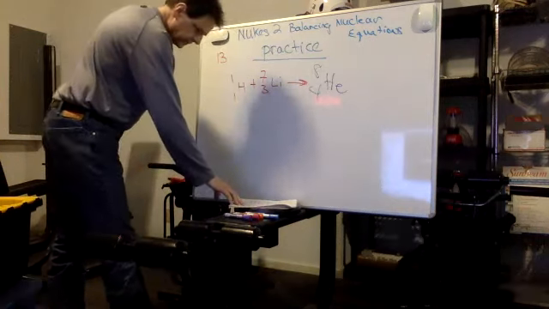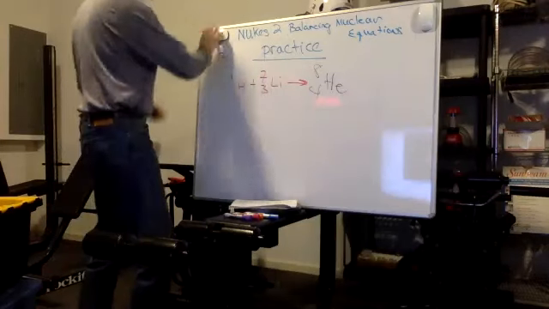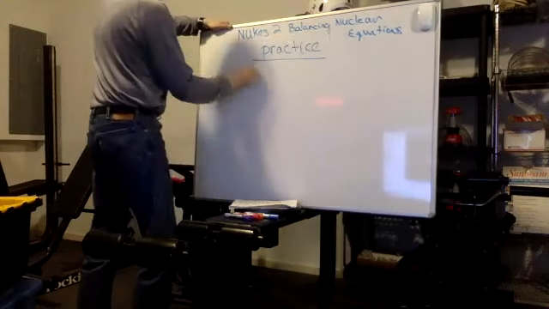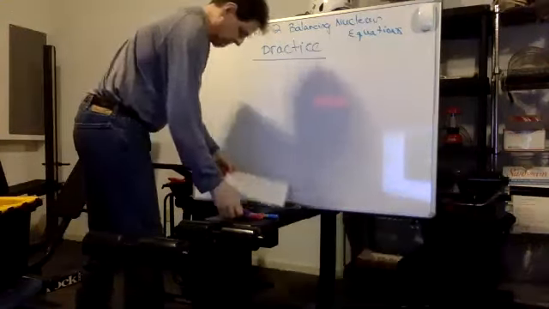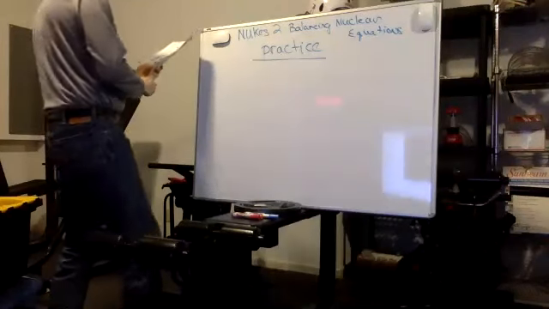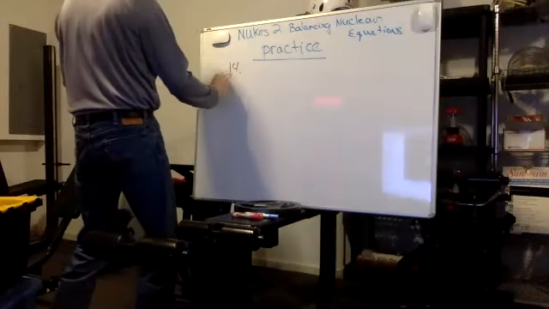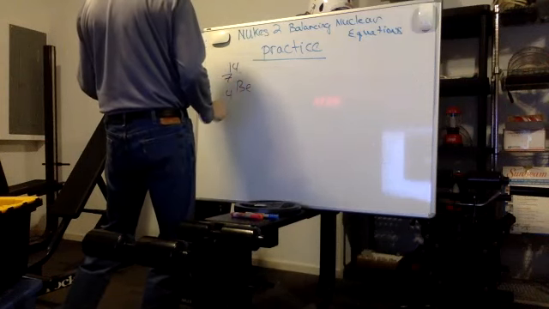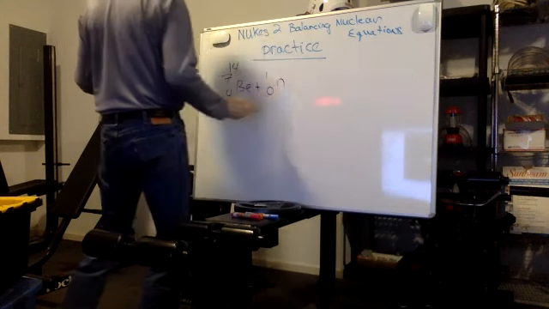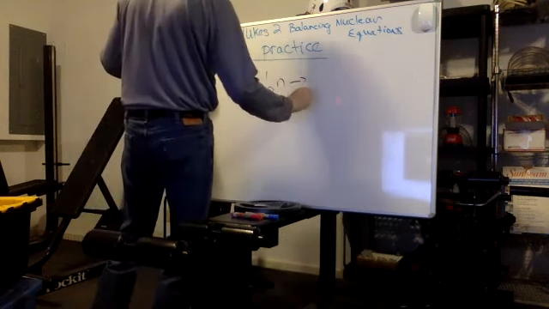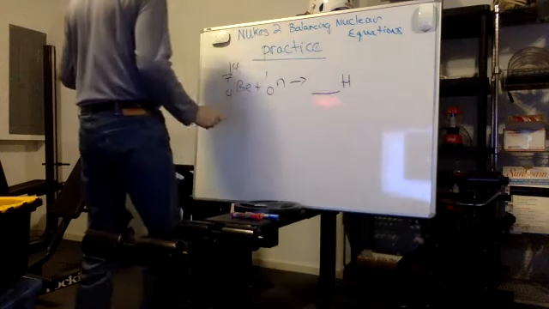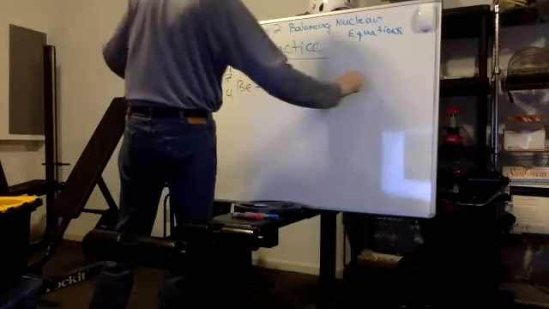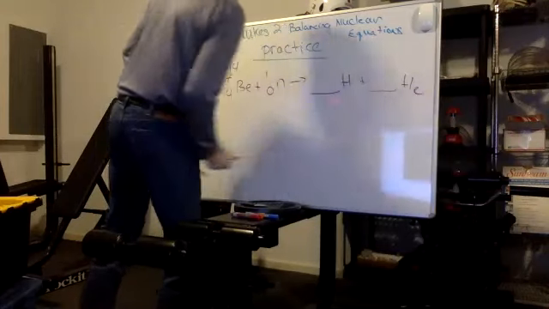Let's see, number 14. There's no way that helium is going to be stable with that kind of mass. Number 14, 7 for beryllium, plus a neutron to some type of hydrogen isotope, plus. So let's see what we got.